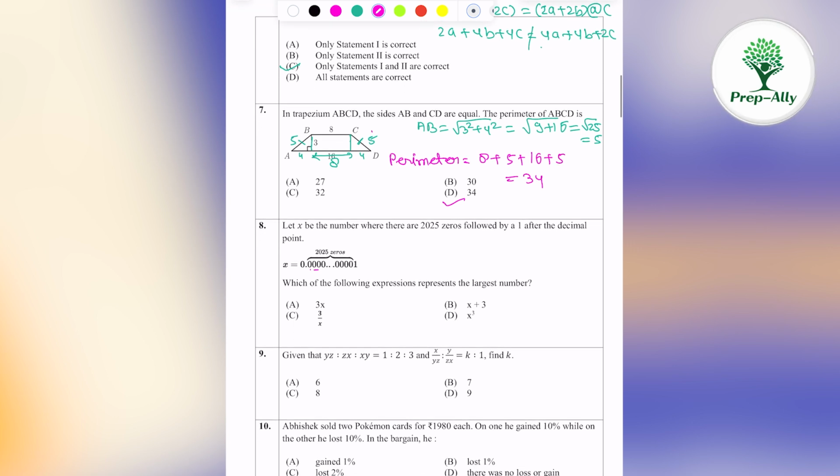Basically if you check 3x, this is a multiple of 3, x plus 3 means we only add 3. X cube means if the number is less than 1 and you multiply 2 times or 3 times, taking the square, cube or fourth power, again we are getting a lesser number. But 3 divided by this whole thing, we are getting a very large number. In this question he asked about the largest number, so that's why we got option C as the correct one.